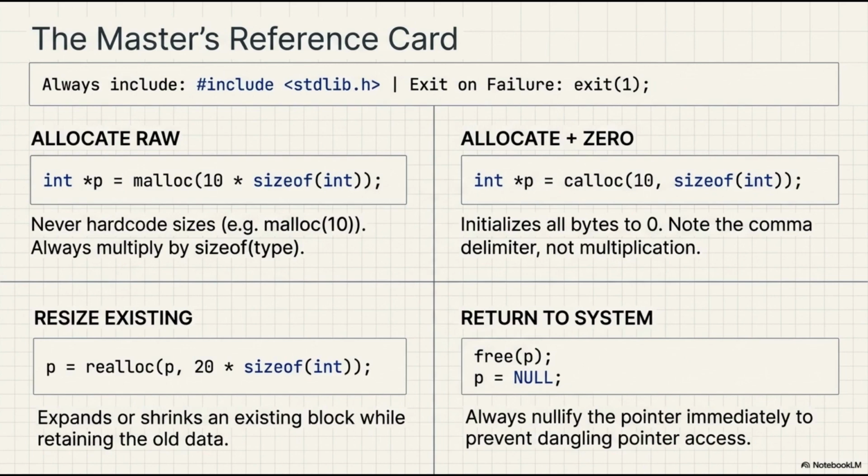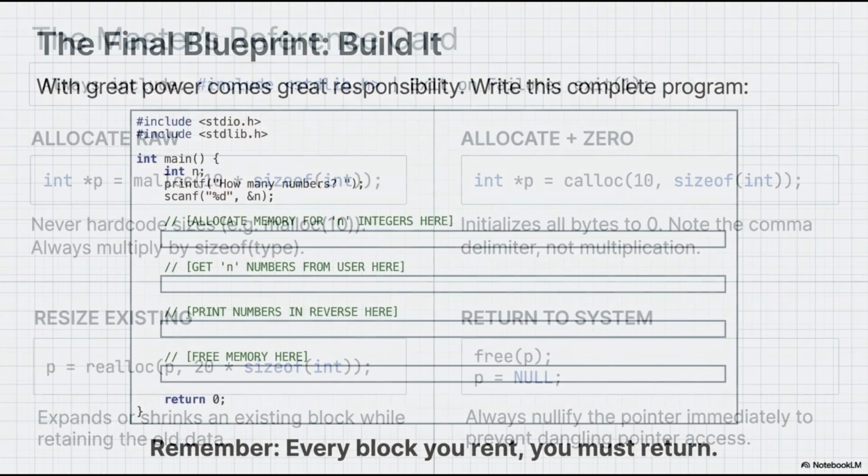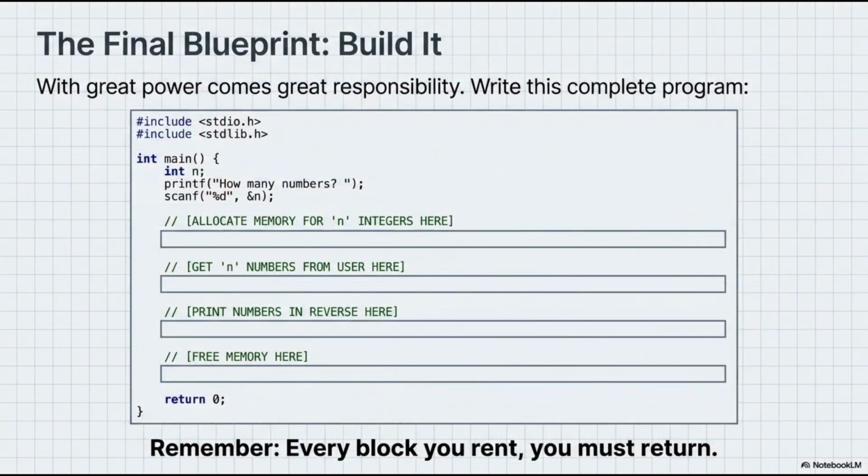All right, now it's time to actually solidify your mastery. Here is your final blueprint practice program. I highly encourage you to pull up your editor and actually build this. It requires you to ask a user for a number, dynamically allocate that exact amount of memory, do some work by reversing the numbers, and then successfully clean it all up. It serves as a stark, practical reminder that every single block you rent, you absolutely must actively return.